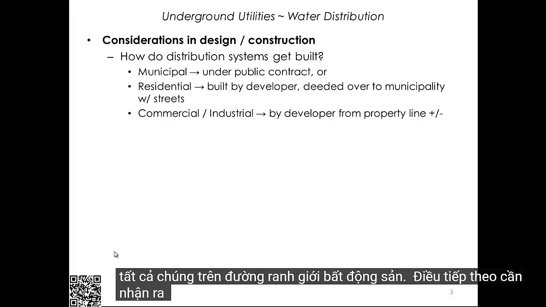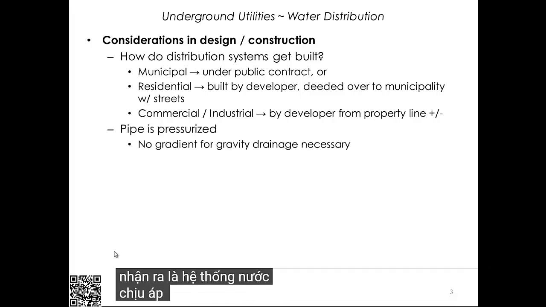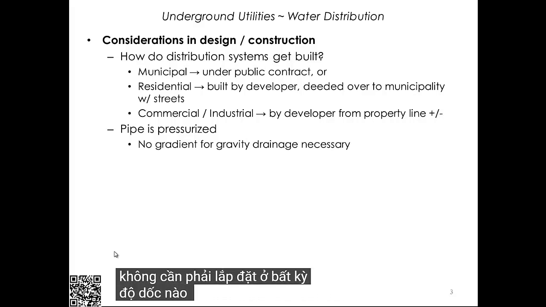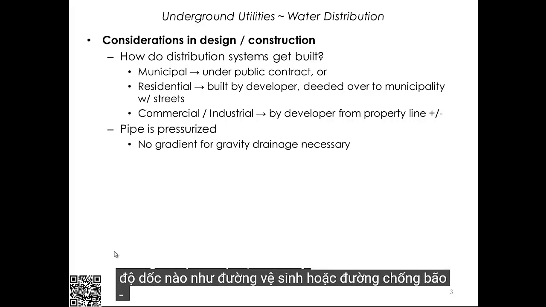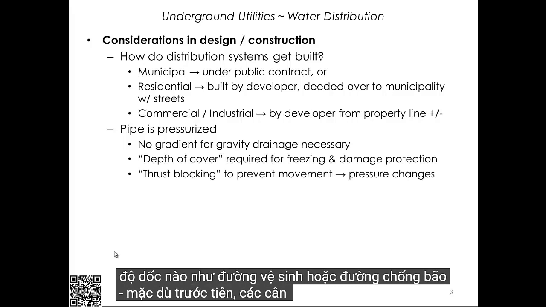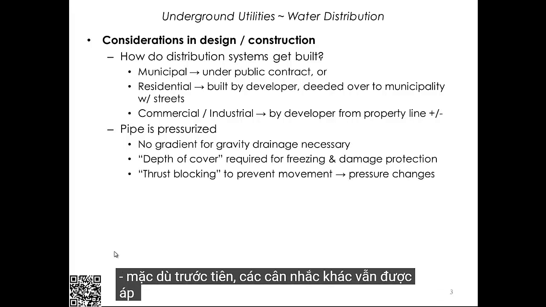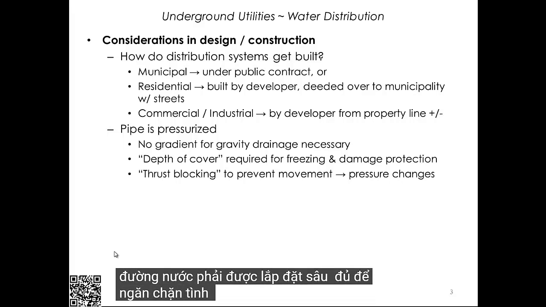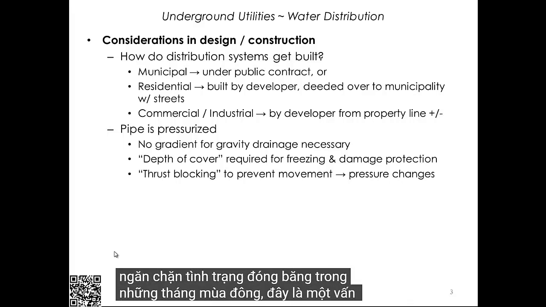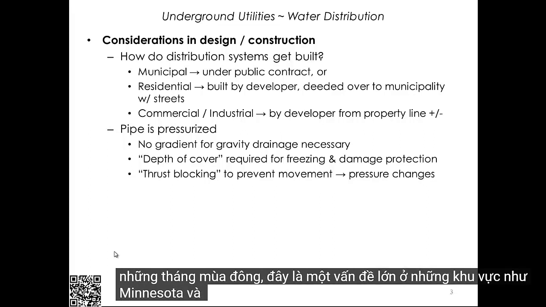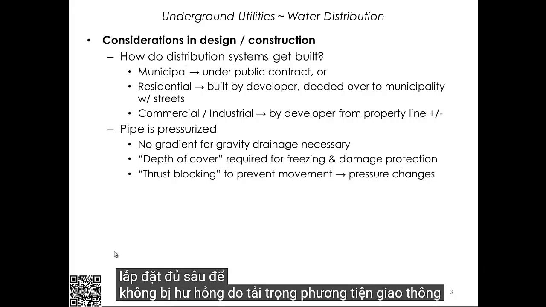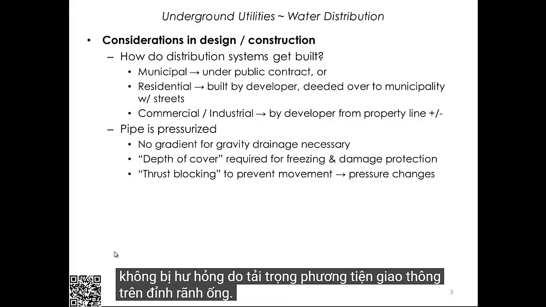Next thing to recognize is that water systems are under constant pressure, so pipelines don't have to be installed at any gradient like a sanitary or storm line would. 2 other considerations do come into play, though. First is that the water lines must be installed deep enough to prevent freezing during the winter months. This is a big deal in areas like Minnesota. And they must also be installed deep enough so that they will not be damaged by any vehicle traffic loads over the top of the pipe trench.